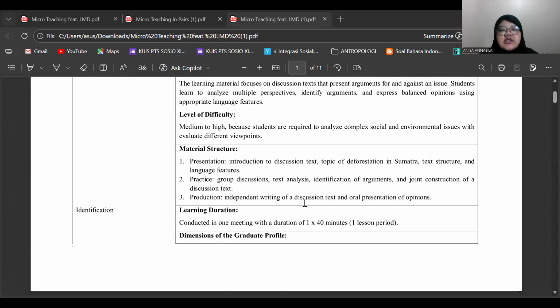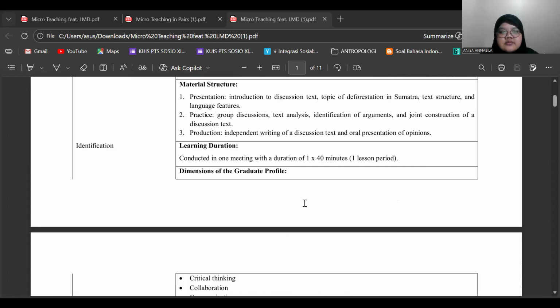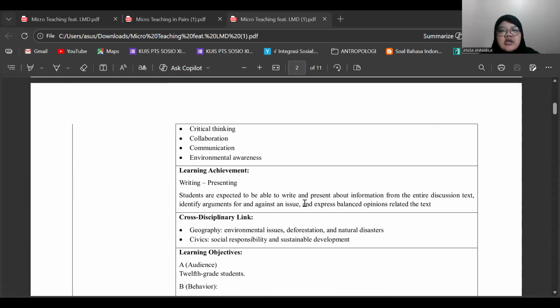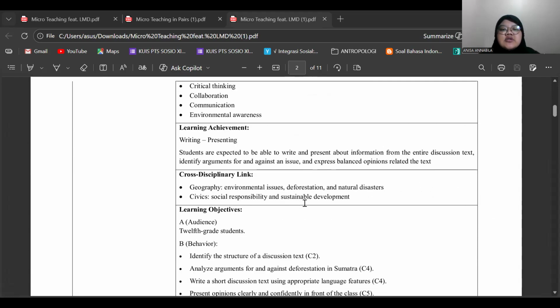There's the level of difficulty, material structure for the P3 presentation, practice, and production. Learning duration, dimension of the graduate. Learning achievement: writing and presenting. Students are expected to be able to write and present information from the entire discussion text, identify arguments for and against an issue. So it's not only the pros, but also the cons, and express balanced opinions related to the text.